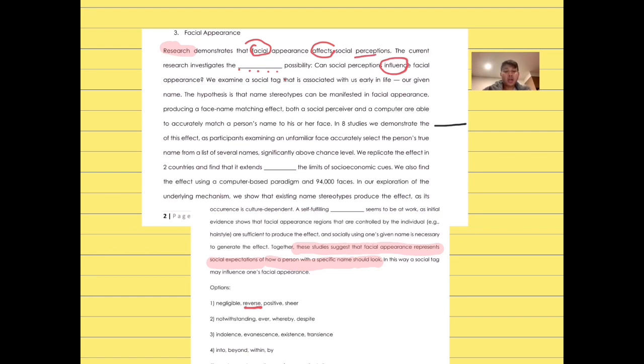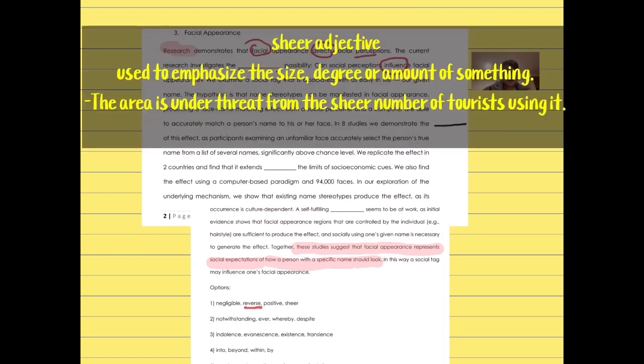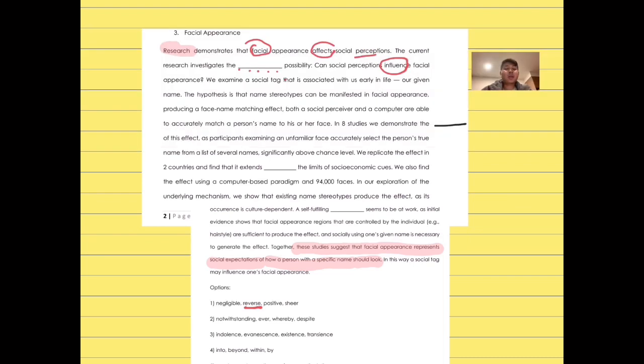How about sheer? Sheer is also an adjective we use to emphasize the size, the degree, or amount of something. For example, the area is under threat from the sheer number of tourists using it. This sentence means the area is damaged because a lot of tourists come to visit or use this area. So I hope that you agree with me that for the first blank we have to go with the reverse possibility. Now we're moving to the next one.